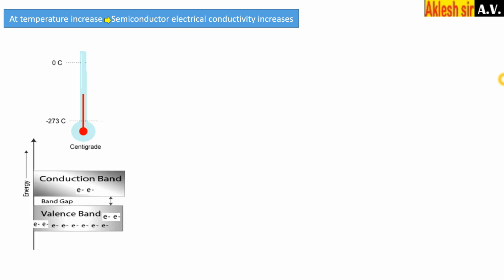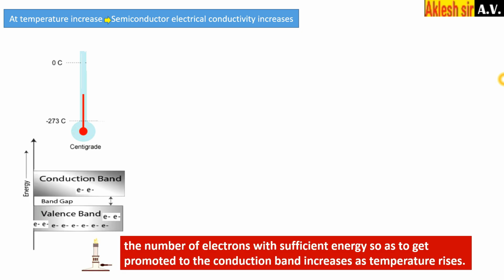So as the temperature increases, more and more electrons get free. The number of electrons with sufficient energy to be promoted to the conduction band increases. If you increase the temperature, electrons get free, and there is a partially filled electron level in the conduction band and a partially empty one. If you supply more heat, more electrons get free and move to the conduction band. So as the temperature increases, the electrical conductivity increases because the number of free electrons increases.